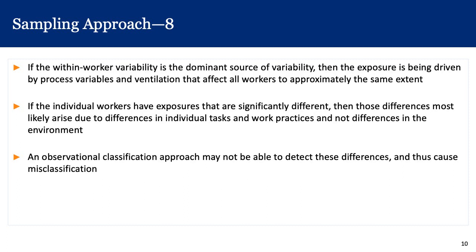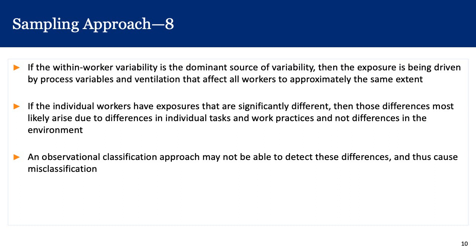The idea is this: if the within worker variability is the dominant source of variability, then the exposure is being driven by process variables and ventilation that affect all workers to approximately the same extent. And if the individual workers have exposures that are significantly different, then those differences most likely arise due to differences in individual tasks and work practices, and not differences in the environment. And an observational classification approach may not be able to detect these differences between workers, and thus lead to misclassification.